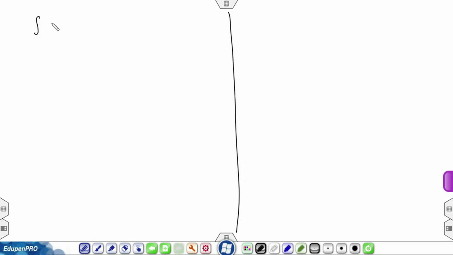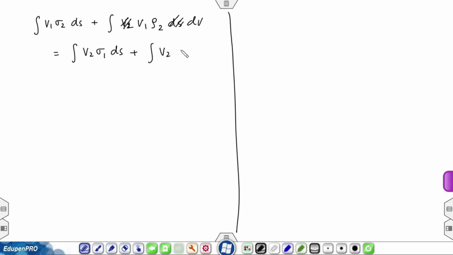I have integration V1 sigma2 ds plus integration V1 rho2 dv is equal to integration V2 sigma1 ds, this is not ds, this is dv, plus integration V2 rho1 dv. The potential on the surface in the first situation is 0 because it is a grounded sphere, and rho2 is 0. So, the integration on the left is 0.